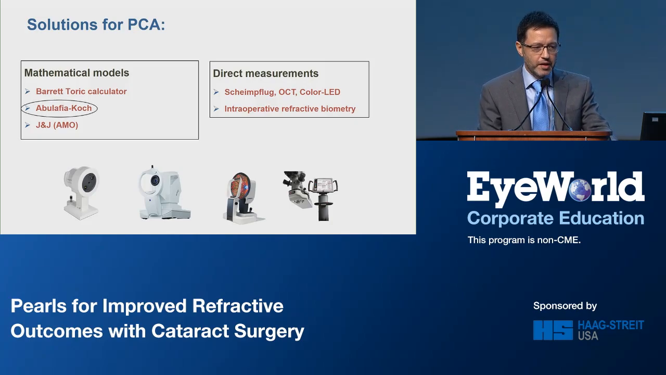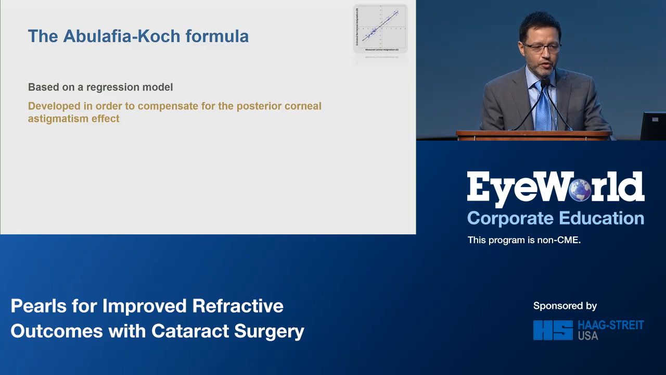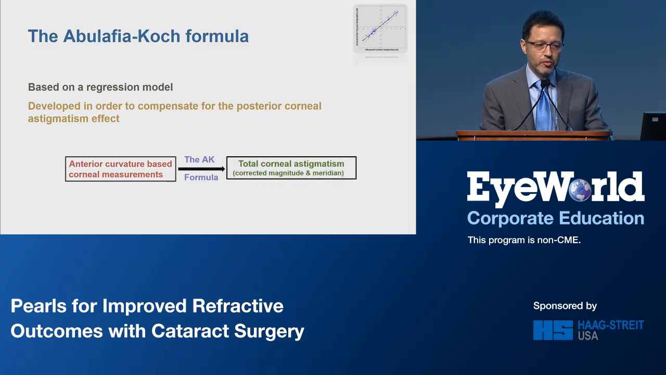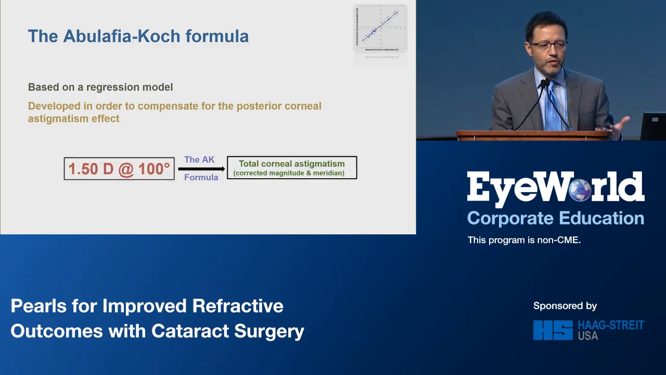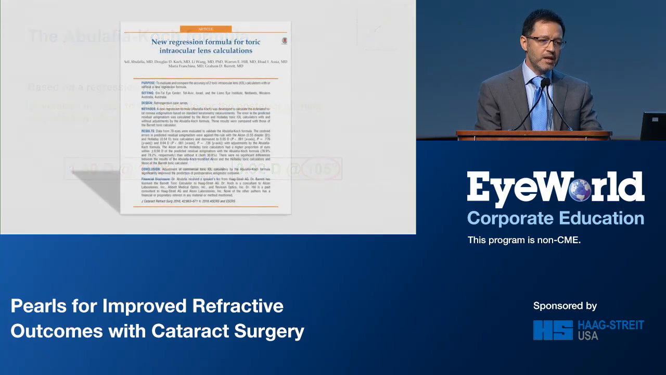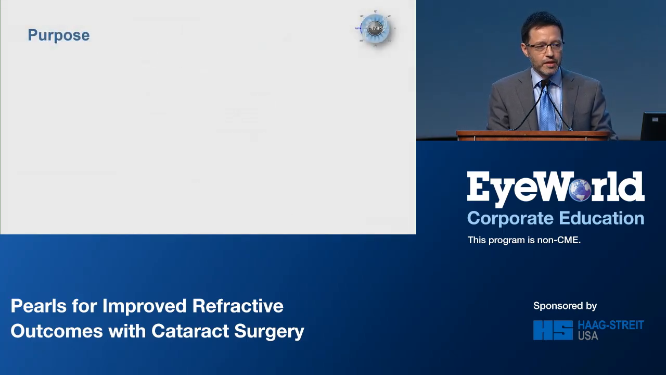And today I would like to focus on the Abulafia-Koch formula. This formula is based on a regression model, and it was developed in order to compensate for the posterior corneal astigmatism effect. What it does is take anterior curvature-based corneal measurements and calculate a new total corneal astigmatism with a new magnitude and a new meridian. So let's see one example. If we take 1.5 at 100 degrees, it will transfer that into 0.92 at 105 degrees.